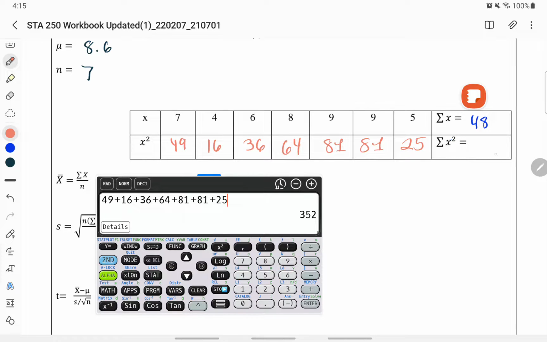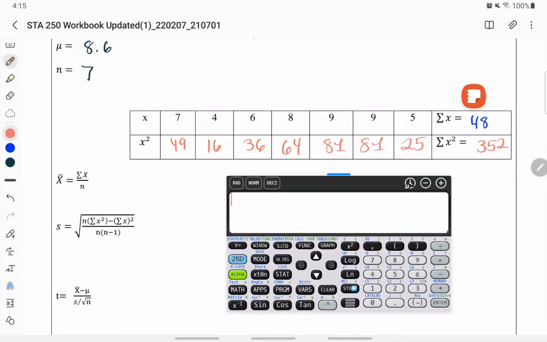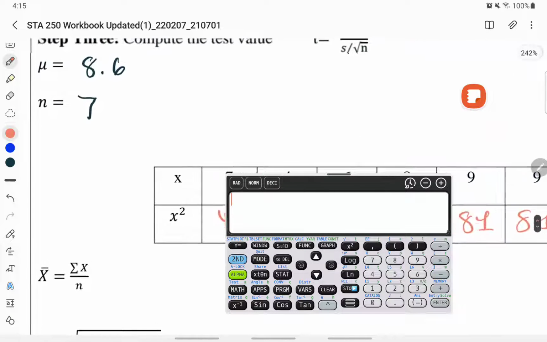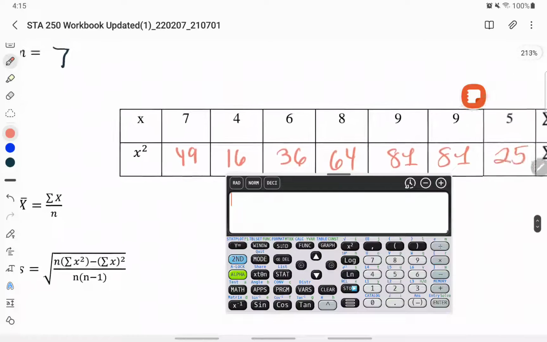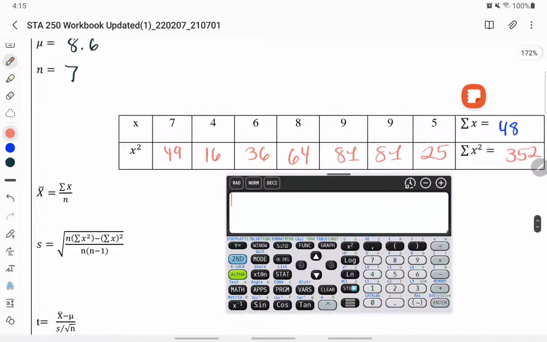And we get 352. Now we need to find our mean first. To find our mean, that is the sum of our data divided by n, and n is how many values we have. We have 7 values, and the sum of our data is 48.